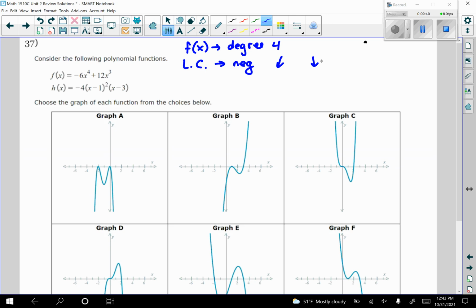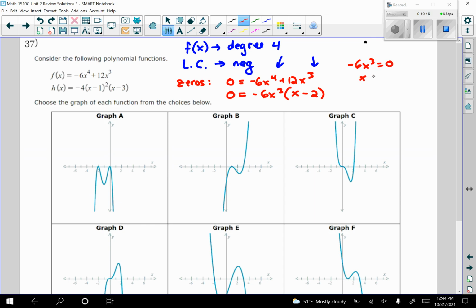Let's see what else is here. Let's find the zeros. So if I set this equal to 0, let's try to factor here. We can do that. So we're going to get 0 is equal to, we could factor out a negative 6x cubed. That would leave me with an x and then a minus 2. So if I set negative 6x cubed equal to 0, notice it's a multiplicity of 3.